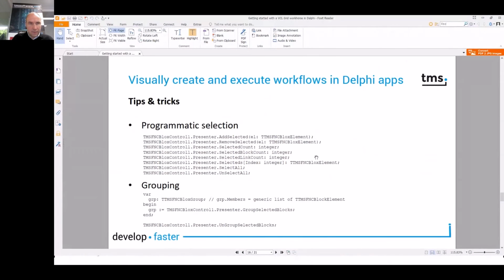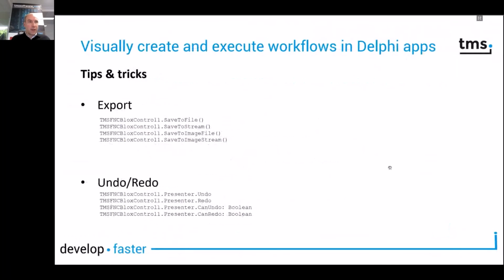Okay, and then obviously also important is saving or loading information to a file or from a file. FNC Blocks is using its custom file format. So all the settings of blocks on the blocks control can be saved to file and loaded again at a later time.